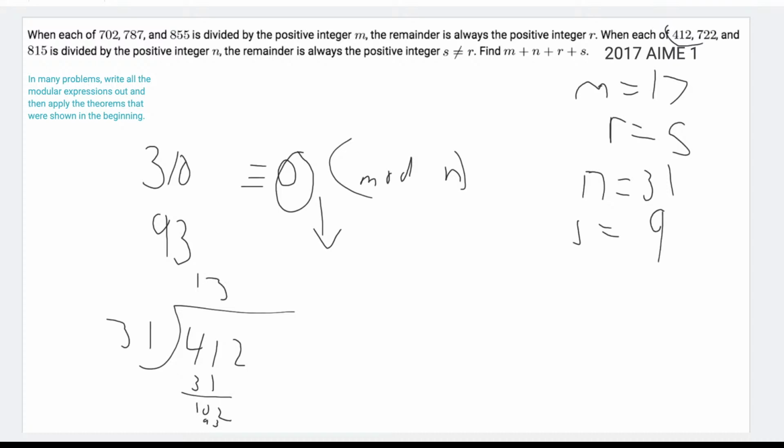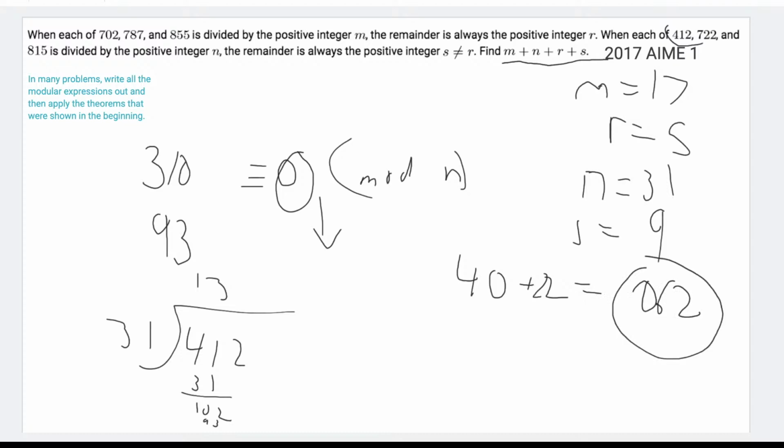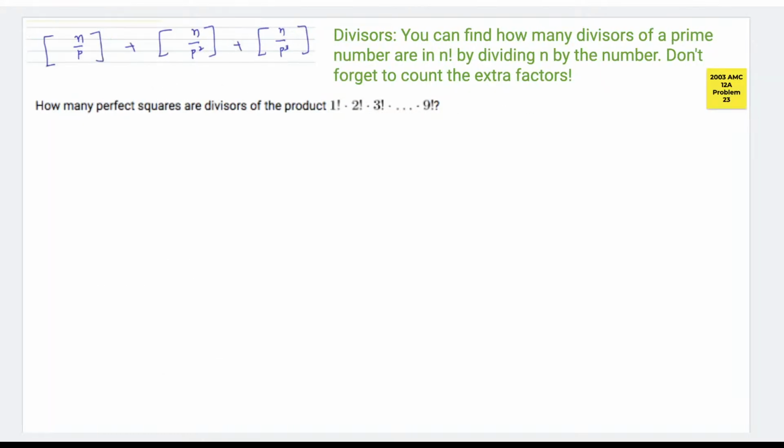Now it says find m plus n plus r plus s. After you add all of these terms, you get 31 plus 9, which is 40, plus 17 plus 5, which is 22, which equals 62. But this is the AIME, so we write 062. This shows the power of applying modular arithmetic properties, and it made this problem pretty simple. So now our next problem.